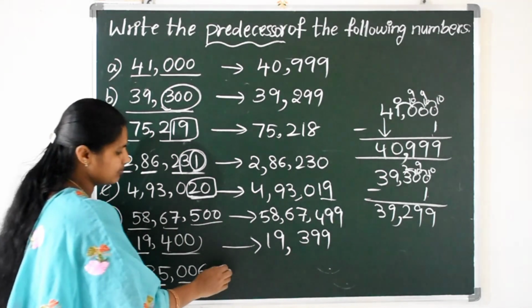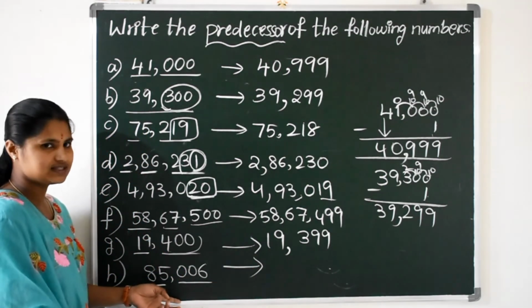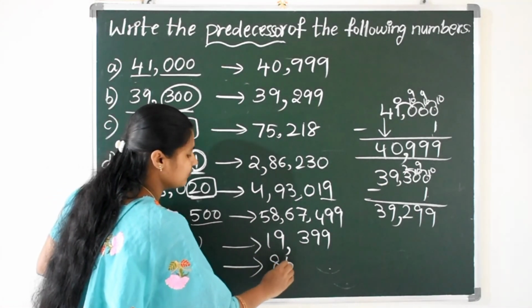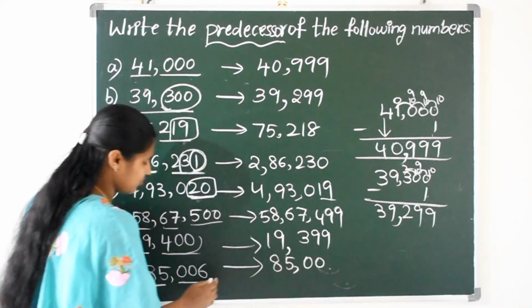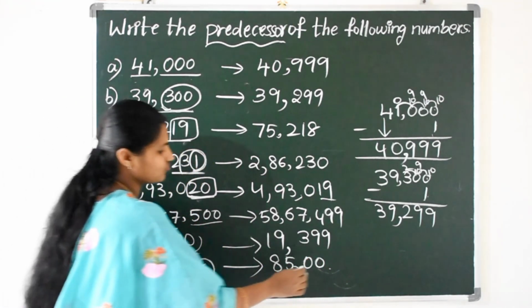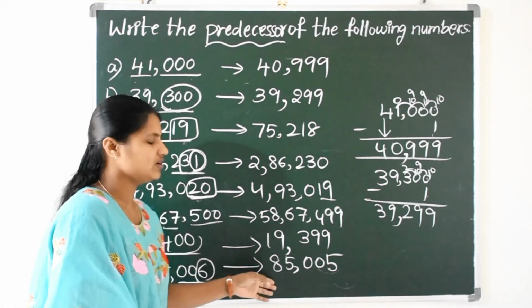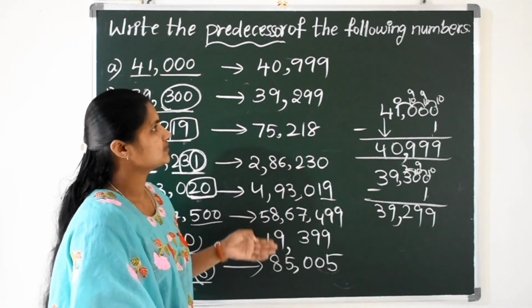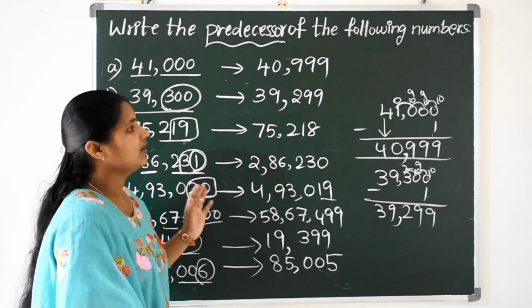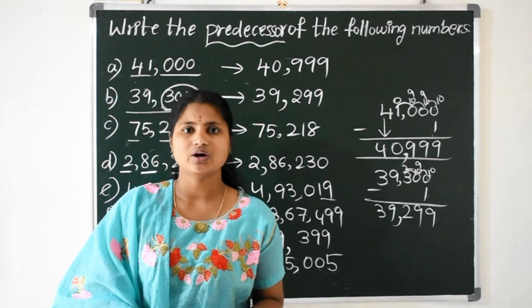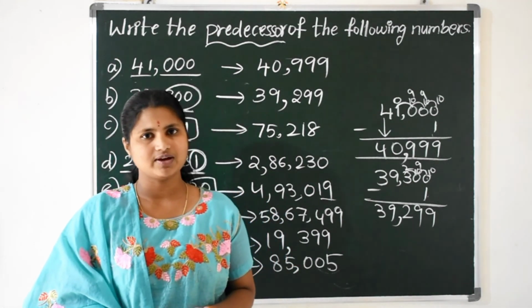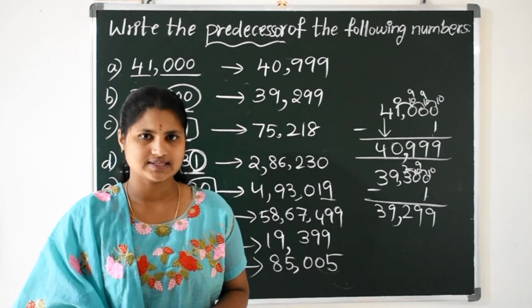Next, 85,006. What is the predecessor of 85,006? 85,000 before 6. Tell me. Yes, 5. So the predecessor of 85,006 is 85,005. These are the predecessors of the given numbers. Okay. If you have any doubt, subtract 1 from the given number. We'll get predecessor numbers. Okay.